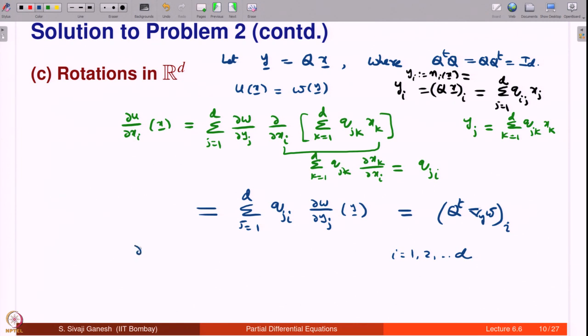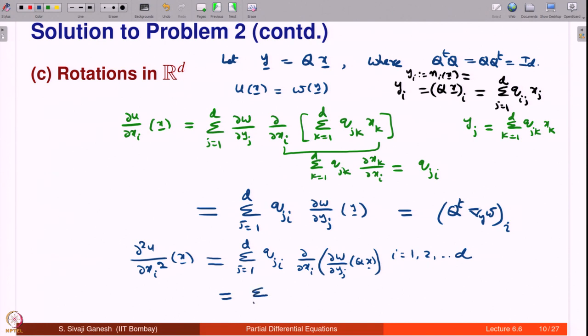So, let us compute the second derivative ∂²u/∂xi² at the point x. That is equal to summation j equal to 1 to d, Qji are constants, and we have to write ∂/∂xi of this quantity ∂w/∂yj at y, but y is Qx. By chain rule it turns out that this is equal to summation j equal to 1 to d, summation k equal to 1 to d of ∂²w/∂yk∂yj at the point Qx, or equivalently y, into Qki Qji.